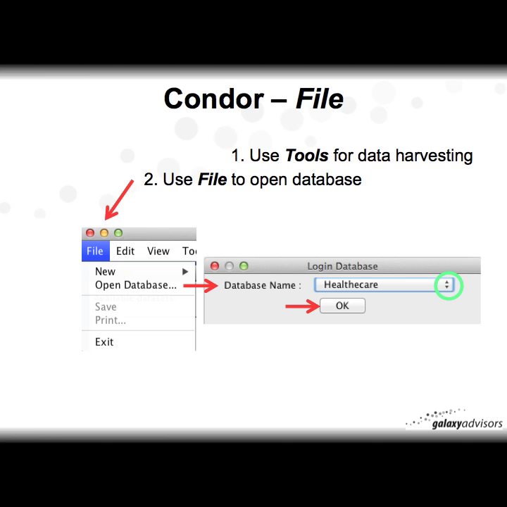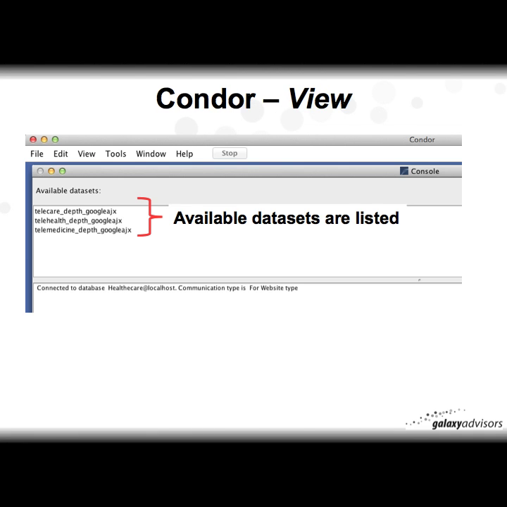Finally, we've got our data collected. So the second process step is to use the File menu to open the database. In this case, click on File, select Open Database. A database window will open. There's a little drop-down box, and find your one, in this case, Healthcare, and click OK. Then 3 data sets are going to show up, and you're going to see Telecare with this appended depth, Google, and so on. Telehealth and the others are the 3 search terms. So again, that was appended to it based upon the API.